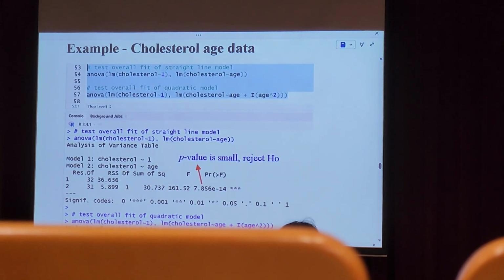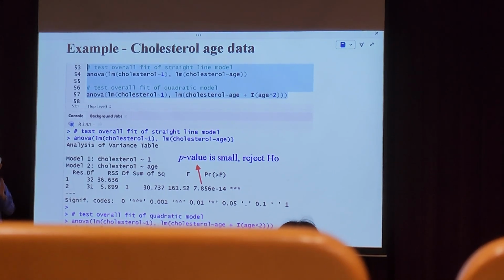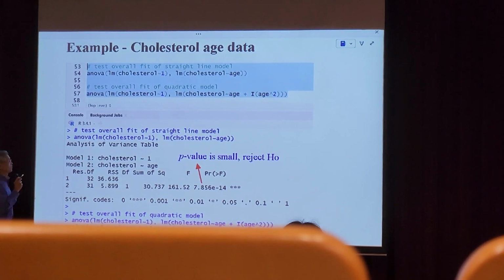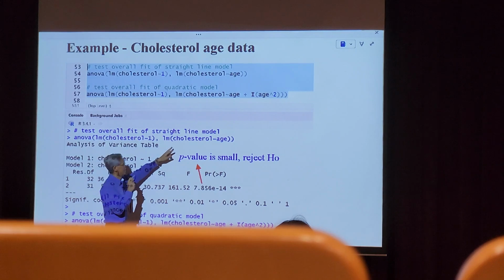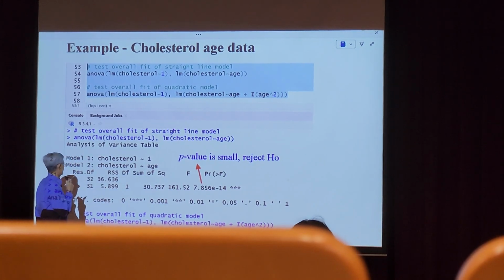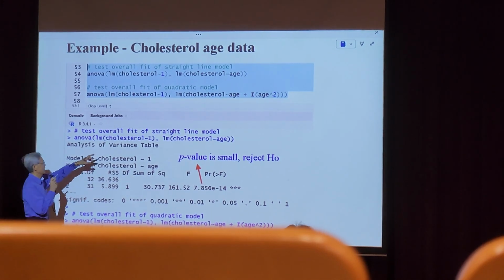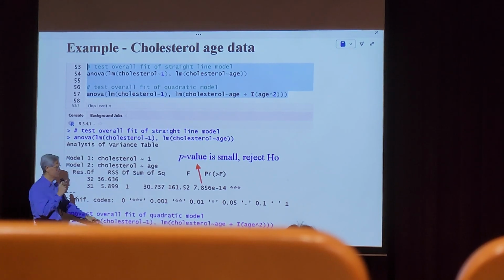Now, let's look at another example. This example is about cholesterol, a data example. Here, remember, cholesterol increases with age, right? And there's a slight curvature. You can fit a straight line model to it, but the fit is not so good because the mean square error is larger than the one that is based on the quadratic model.